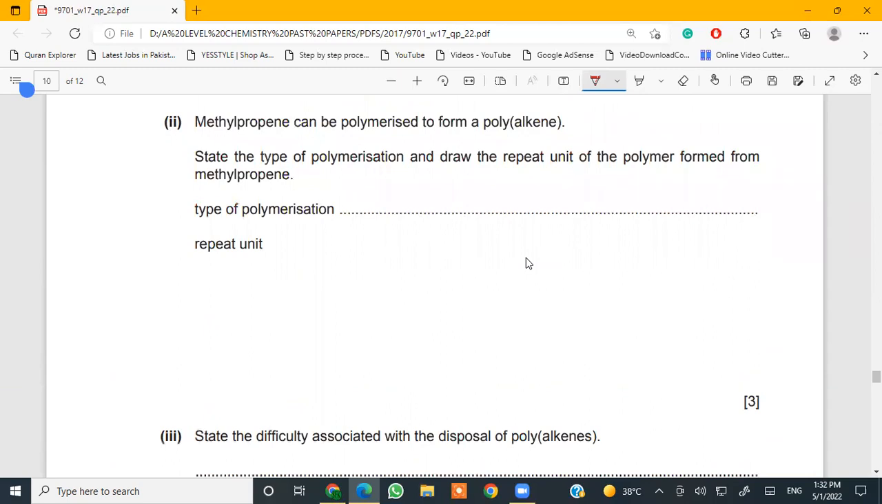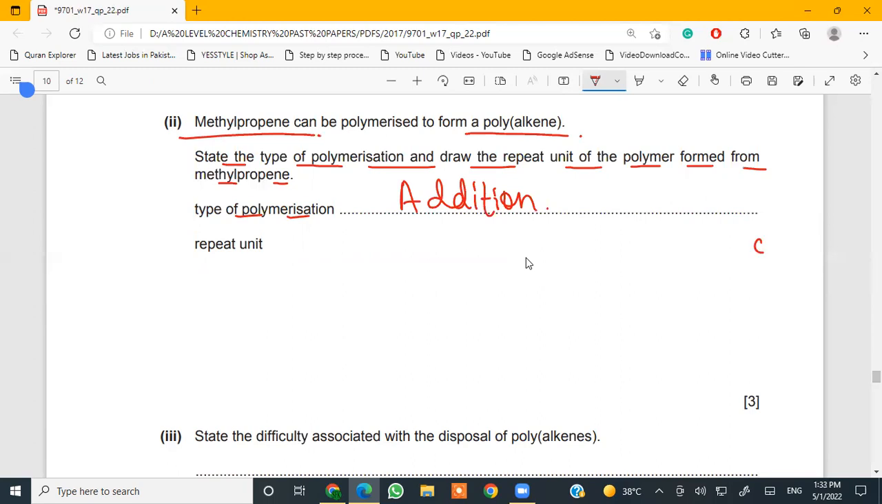Question 2 says methylpropene can be polymerized to form a polyalkene. Say the type of polymerization and draw the repeat unit of polymer formed from methylpropene. The type of polymerization is always addition polymerization for alkenes. And the repeat unit for the polyalkene from methylpropene: what is the formula for methylpropene? This is how methylpropene looks: hydrogen, hydrogen, methyl, and methyl.